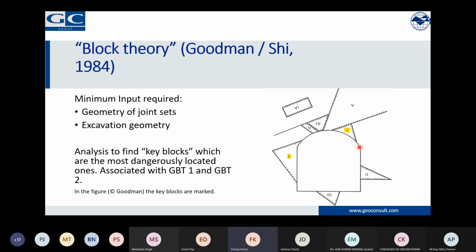I mean, here only a few key blocks are shown, but it may happen that one key block is falling and the next will follow. So when we look at the ground behavior types, it's mainly connected with ground behavior type 1, stable, and ground behavior type 2, where we have block-induced failures. So joint sets are controlling the behavior of the unsupported rock mass.